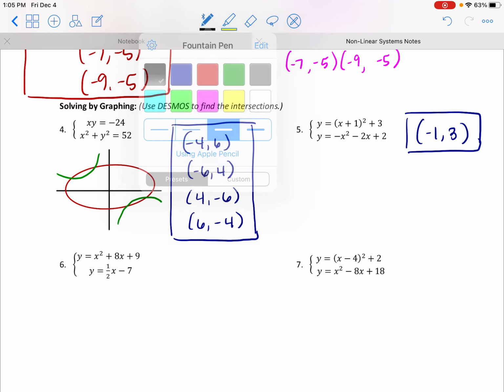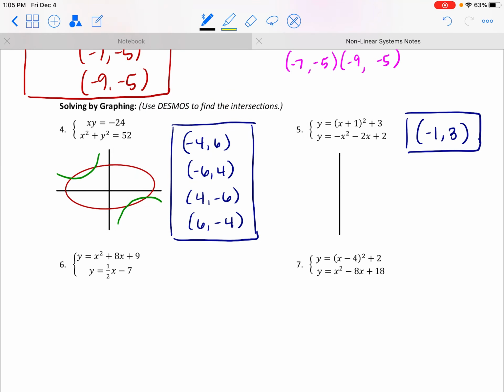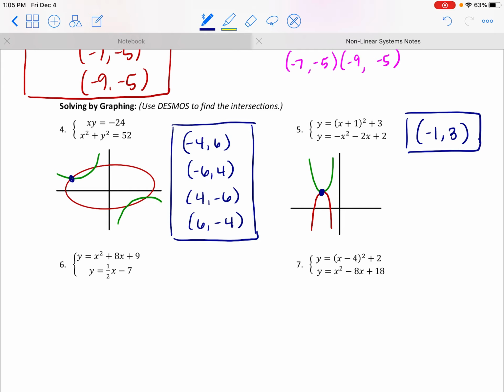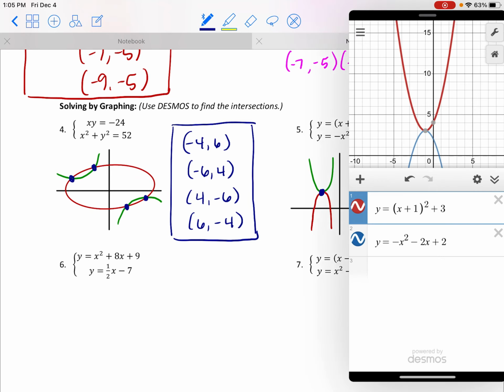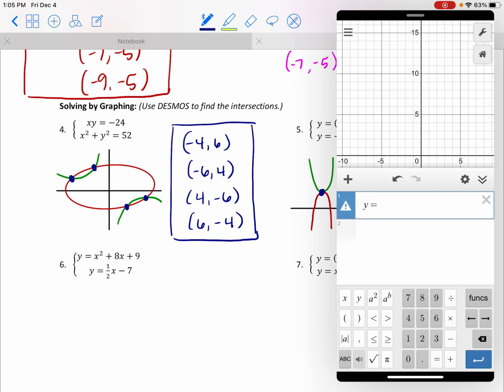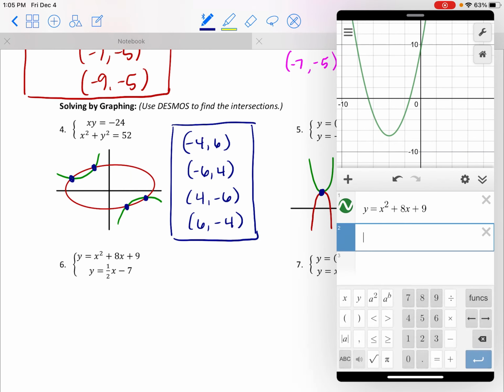That's it. One point where those two parabolas cross. And again, just so you have reference for later, this was our picture. We had a parabola looking like this, and then we had another parabola that looked like this, and that one point was the solution. And here the 4 points were the solutions. Okay, next one. Let's see. Two parabolas again. So we have y equal to x squared plus 8x plus 9. So there's the first one.